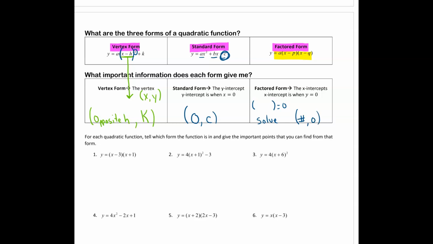All right, so let's look at a few examples. You're going to have to be able to tell me which form it's in and what the important point is. And again, we're not going to do a lot of math. The idea is you can just look at it and see your answer.